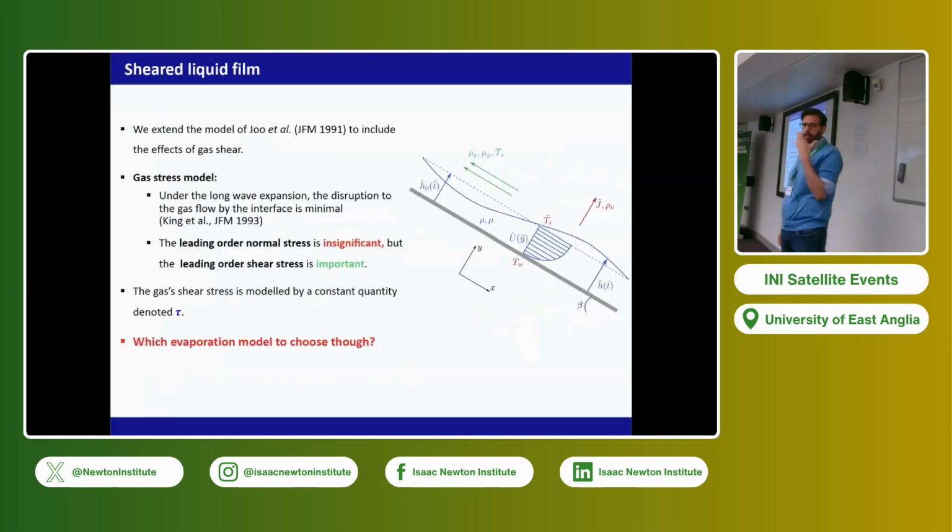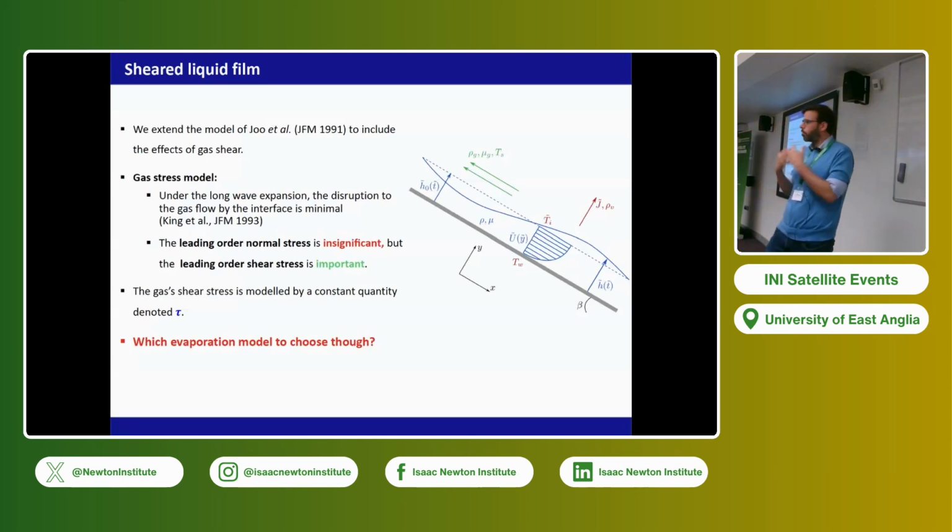In some of these applications, there is also a shearing gas. So the first goal was to extend the model by Zhu et al., paper in JFM 91, to include the effect of gas shear. How to model the gas stress? It was shown by King et al. that under long-wave expansion, the disturbance of the gas flow is quite minimal. So the important thing is to keep the leading-order shear stress, while the leading-order normal stress can be neglected. At that point we add this quantity tau to model some of the effect of the shearing gas.